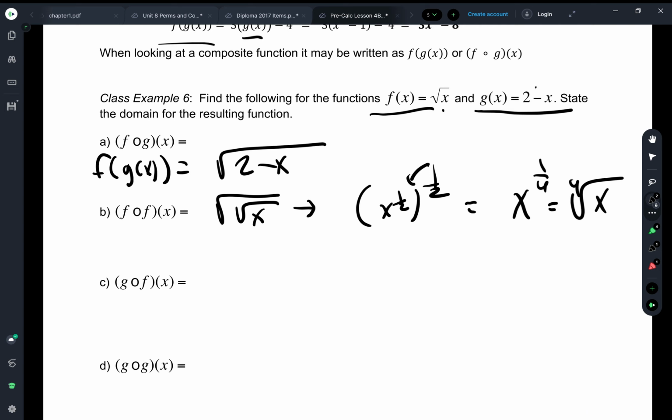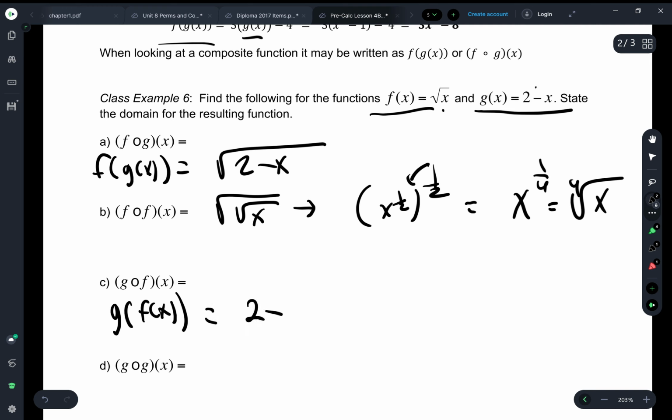Okay, g of f. Okay, g of f of x. So that means we're putting the f into g. So like that. So that means it's going to be simply 2 minus root x. Okay, that root x just goes into the x.